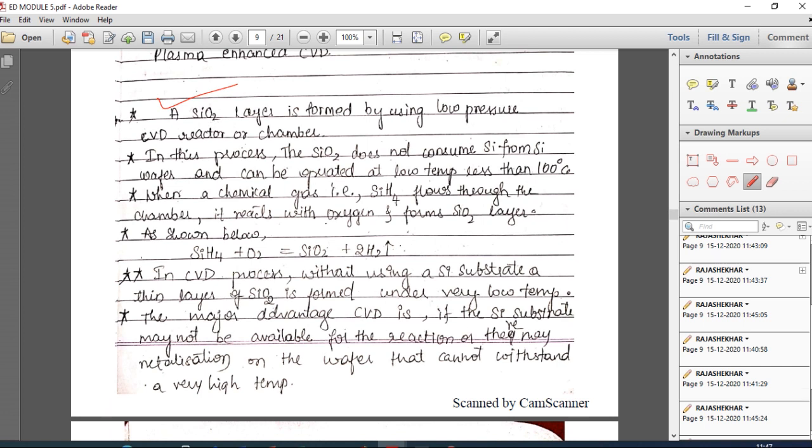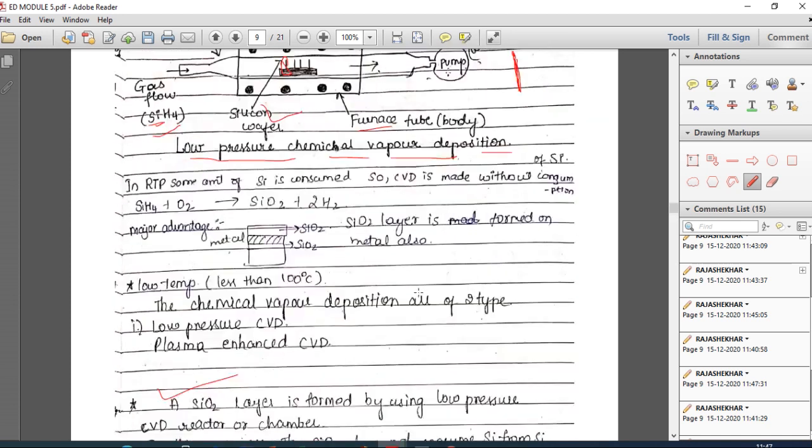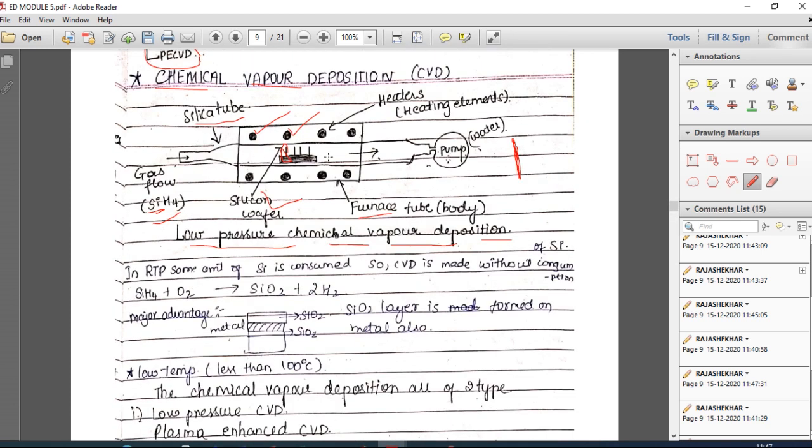Okay, what I have explained, and here the reaction which takes place in the chamber is: this is the gas SiH4, which combines with O2, that's a chemical reaction, and forms SiO2, and the remaining gas will be 2H2, that is hydrogen, which is not required. Later it will be removed. So this is the chemical reaction that takes place in the chamber or in the silica tube. This is the tube where the process takes place.